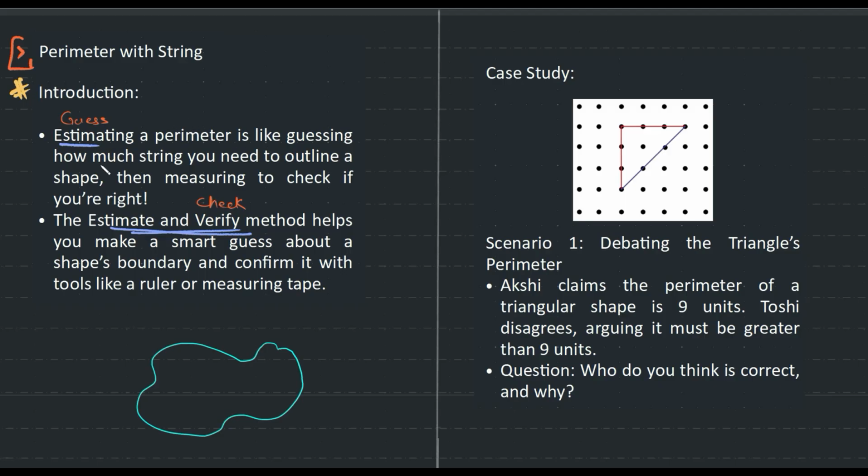Estimating a perimeter is like guessing how much string you need to outline a shape, then measuring to check if you are right. The estimate and verify method helps you make a smart guess about a shape's boundary and confirm it with tools like a ruler or a measuring tape.